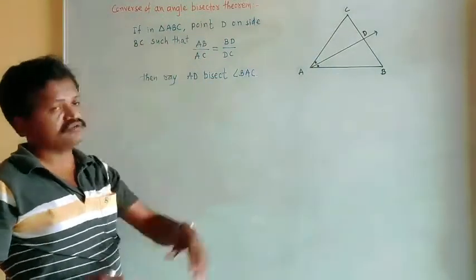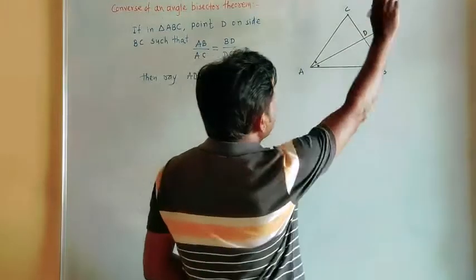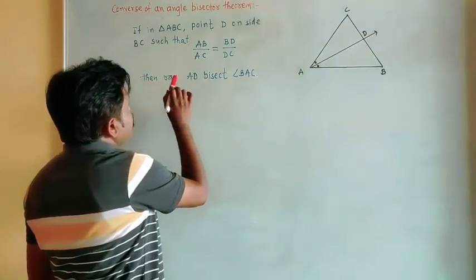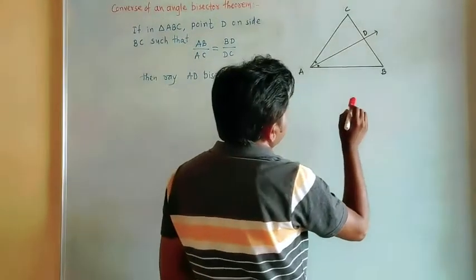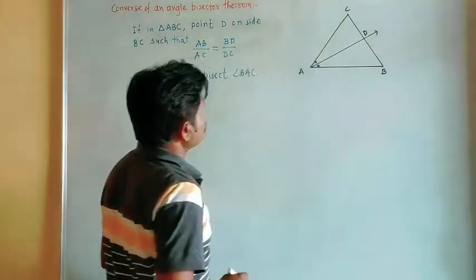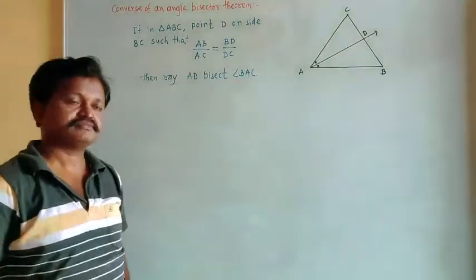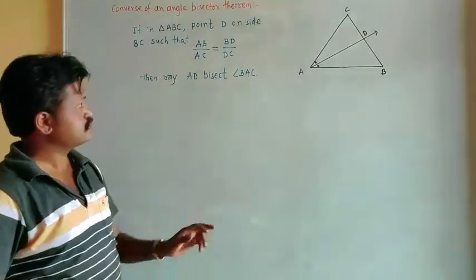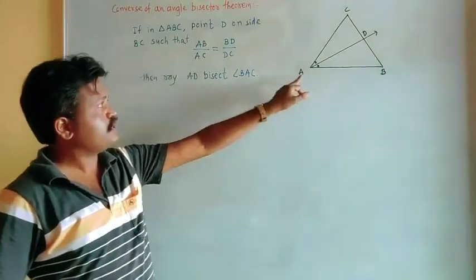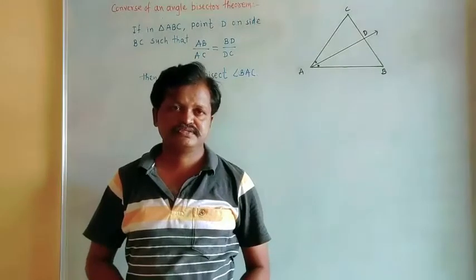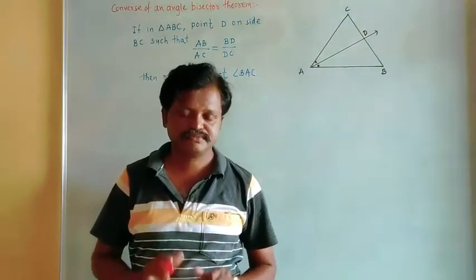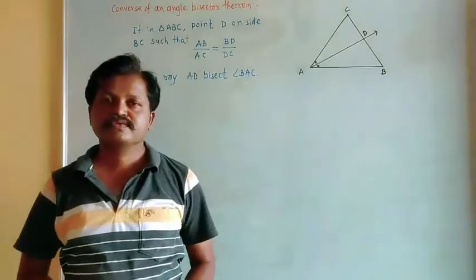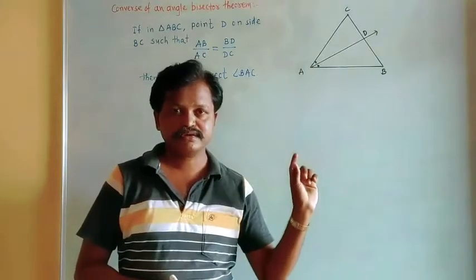If we get such a ratio, then what do you do here? Then ray AD bisects angle BAC. If such a ratio is formed, then what can we say? Ray AD bisects angle BAC. So that is the converse of BPT. Now we see some examples depending on this.